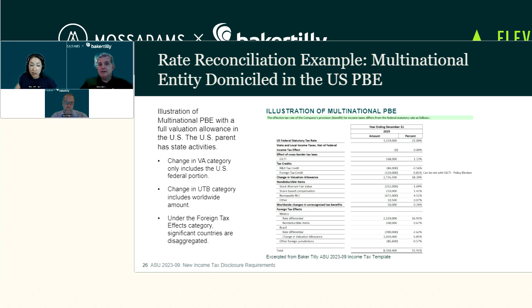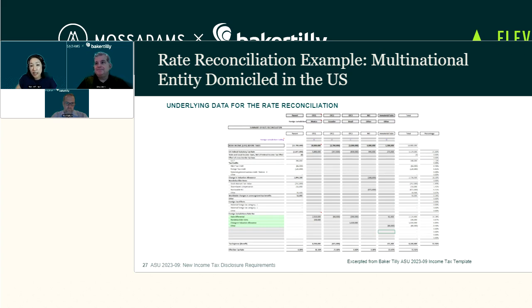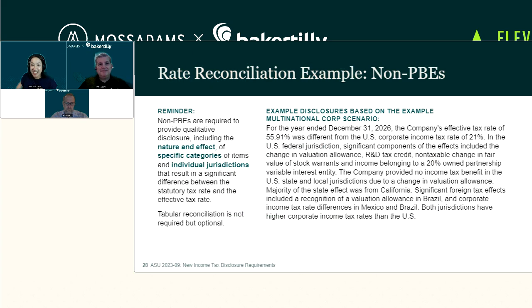So the next slide is just going to show what kind of information went into that rate reconciliation, but we're going to skip this slide and go to the next item because we have a lot of participants from the private entities. In this example, we wanted to illustrate how hard it could be for private entities to describe all that going on verbally. You don't have to utilize a tabular reconciliation, as we mentioned, but you still need to talk about the nature and effect of specific categories that we've been talking about throughout this presentation, and then individual jurisdictions.